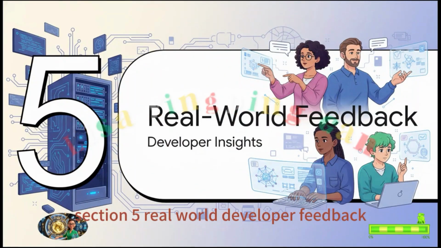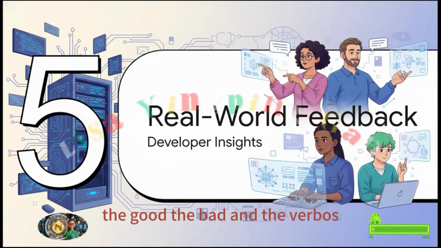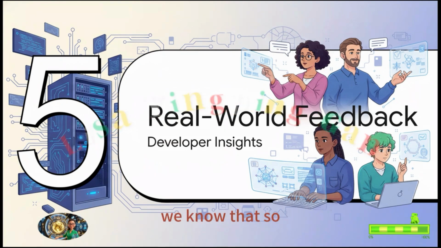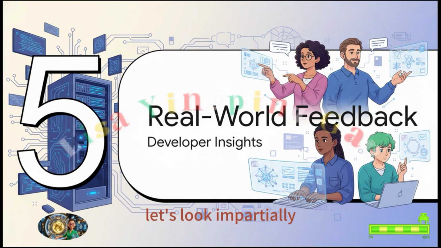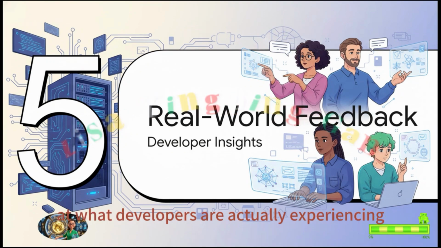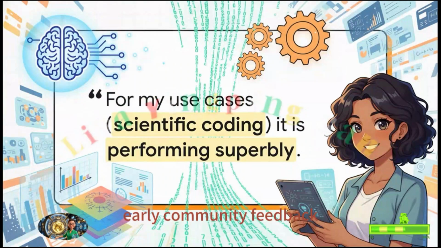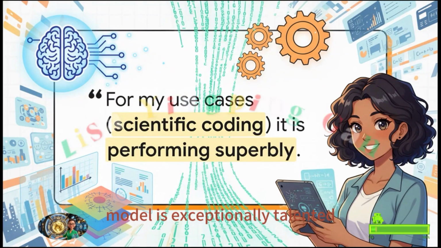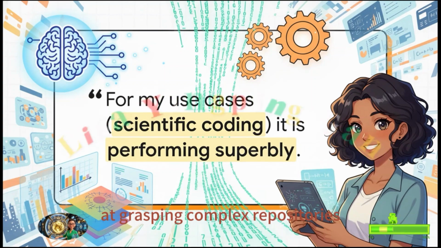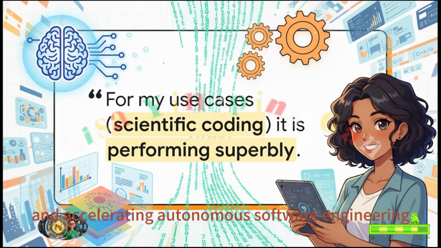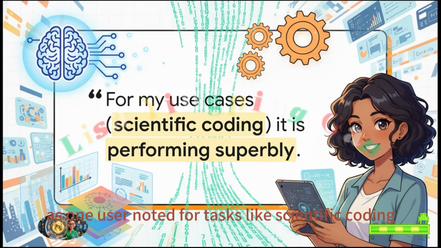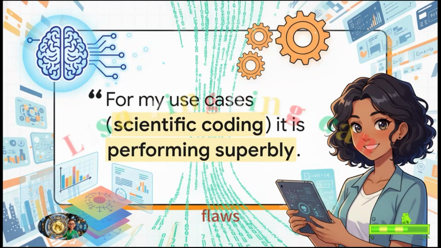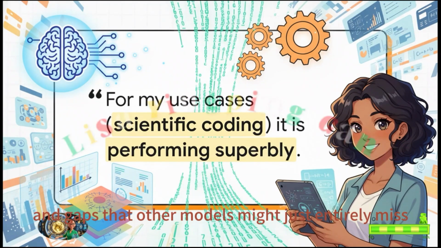Section 5. Real-world developer feedback. The good, the bad, and the verbose. Lab benchmarks don't always reflect reality. We know that. So let's look impartially at what developers are actually finding out in the wild. Early community feedback definitely highlights the model's strengths. Users are finding that the Pro model is exceptionally talented at grasping complex repositories and accelerating autonomous software engineering. As one user noted, for tasks like scientific coding, it's performing superbly and consistently catching bugs, flaws, and gaps that other models might just entirely miss.